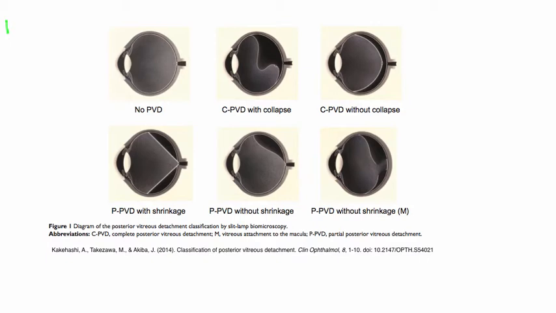This diagram illustrates different types of posterior vitreous detachments. Here you can see the regular eye with no PVD. You can see that the posterior hyaloid face is adjacent to the retina. Here you can see the posterior hyaloid face is separate from the retina. And really in all these diagrams you can see that it's separate from the retina.